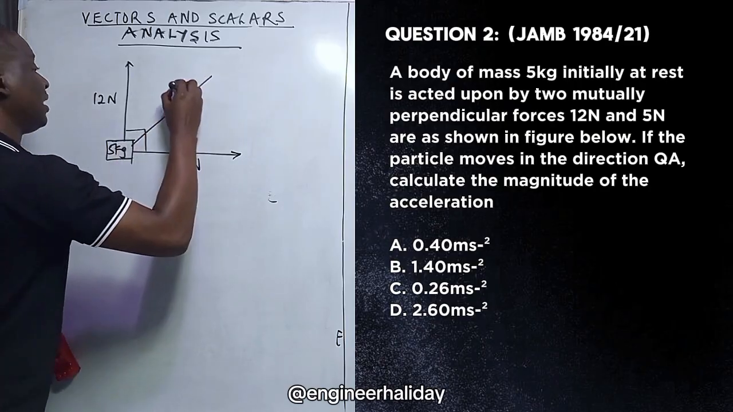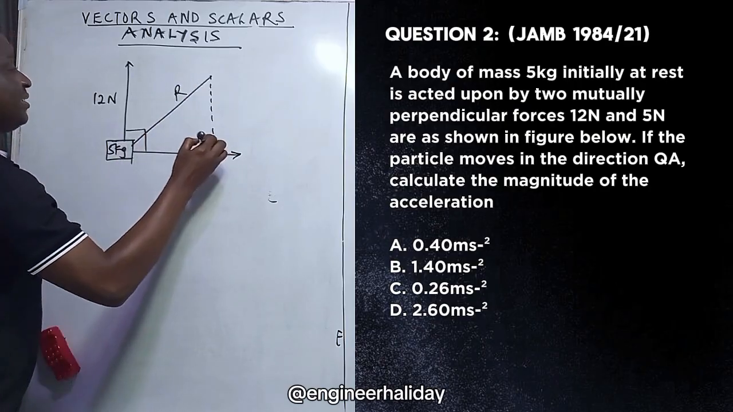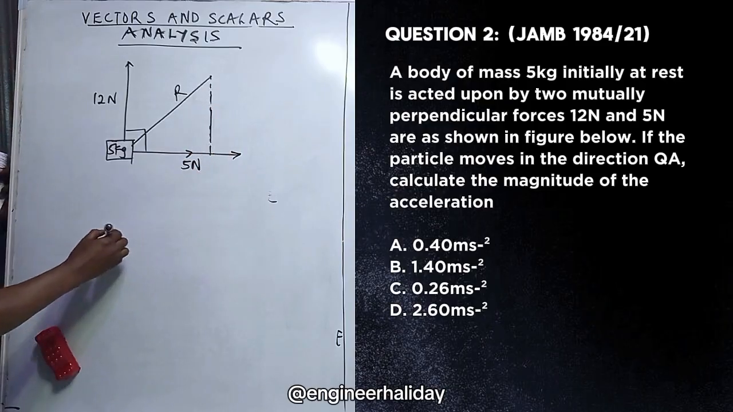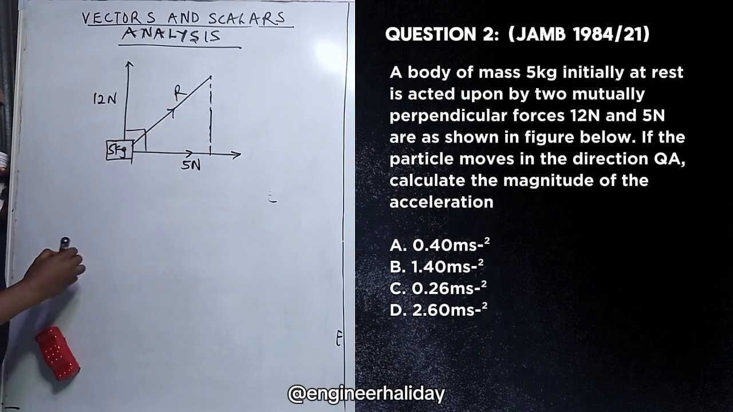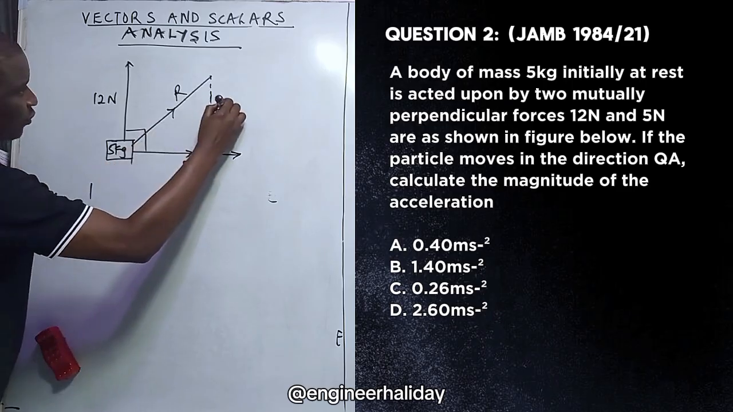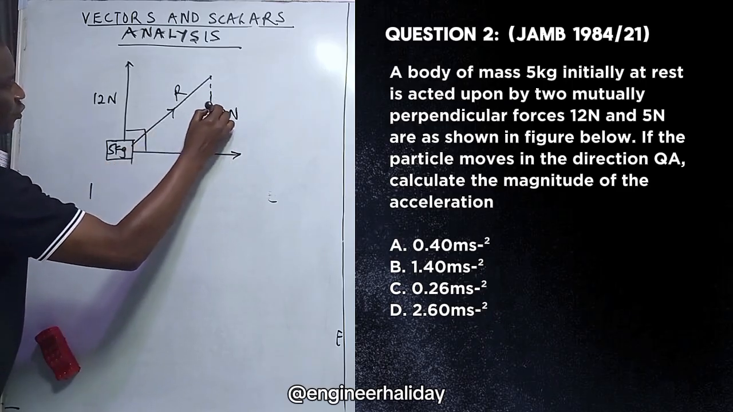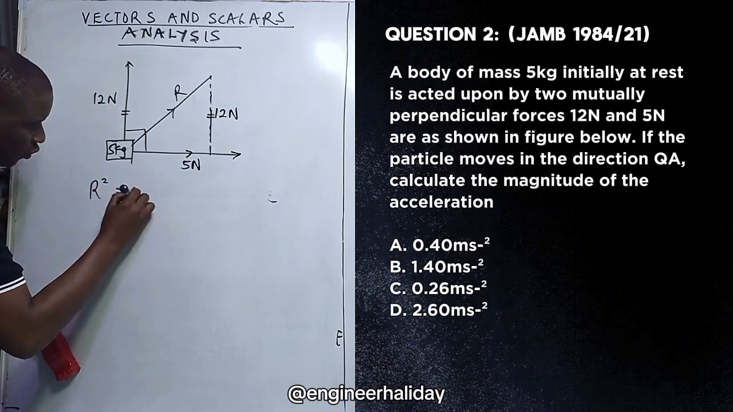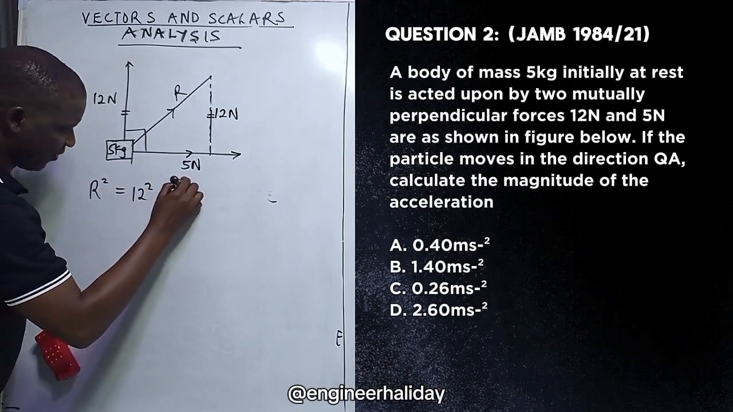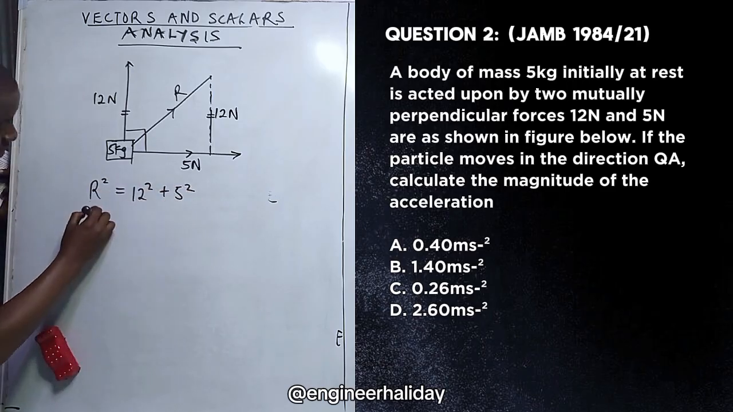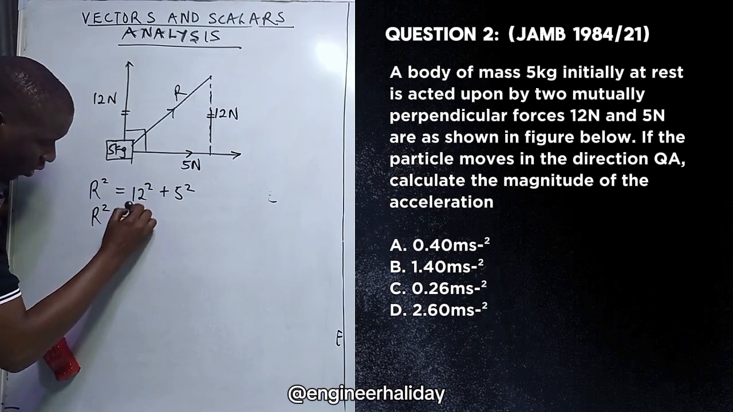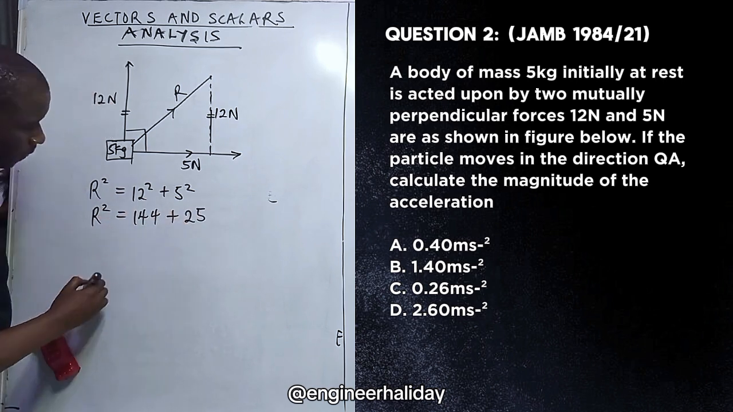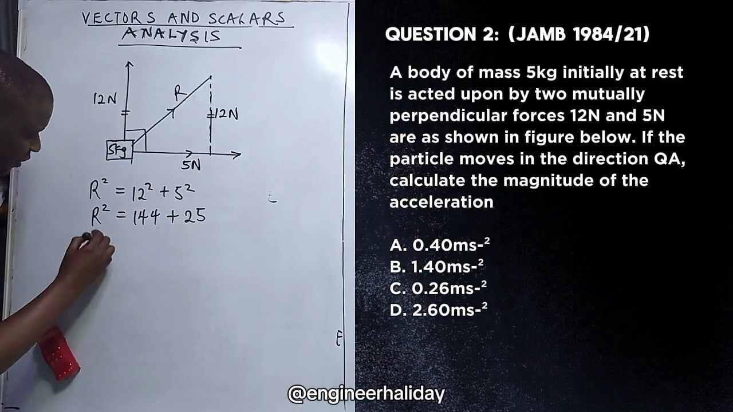First of all, find the resultant of this. To find the resultant, we are going to use Pythagoras theorem. So this 12 Newton is equal to this place. So that means R squared equals 12 squared plus 5 squared. So what do we have? R squared equals 12 squared, which is 144, plus 25. So 25 plus 144 is what?